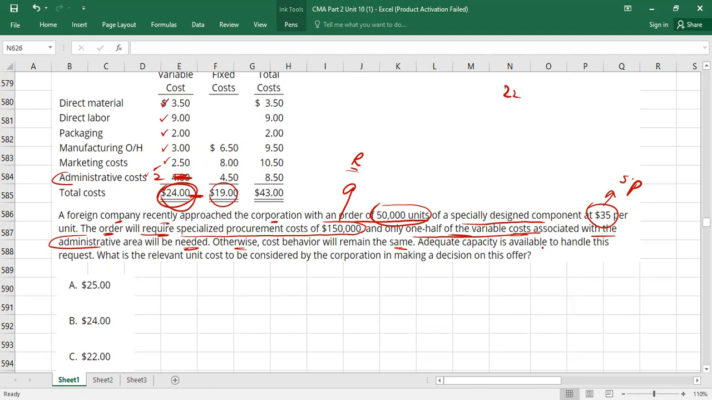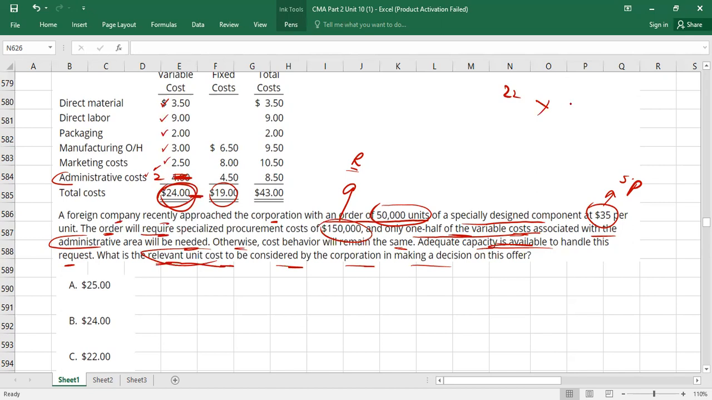Adequate capacity is available. They're saying capacity is there, which means fixed costs are not relevant. To handle this request, what is the relevant unit cost? Unit cost you have to calculate to be considered by the corporation in making a decision on this offer. So how would you calculate the relevant cost, guys? You have 22 as one cost, plus what about this 150,000? This cost you are incurring, right? You have to convert it into per unit terms because he's asking for unit cost.